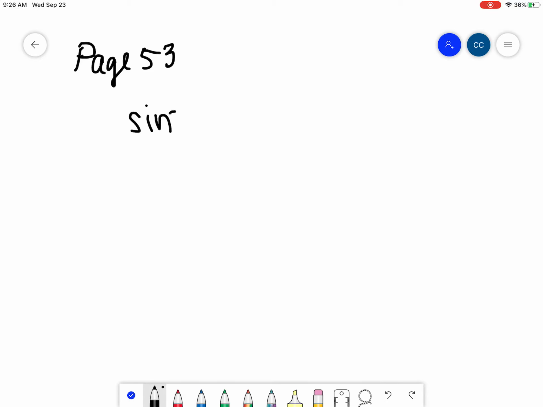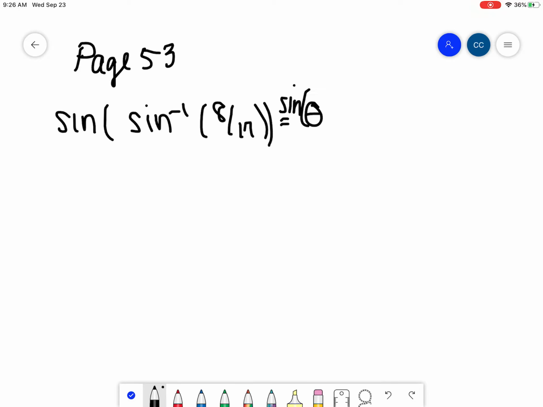So sine inverse of 8/17 equals theta, because the inverse sine is truly just equal to an angle value. Well, if you take the sine of both sides, the sine and inverse cancel each other, because the inverse of an inverse cancels each other. So now you end up with the sine of theta equals 8 over 17.